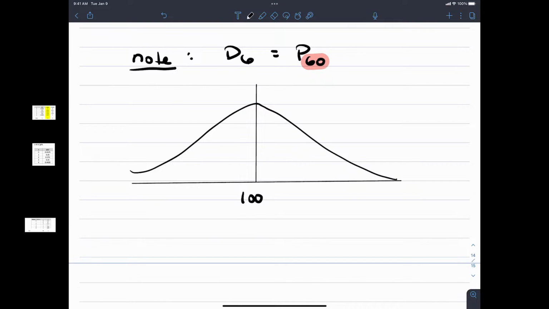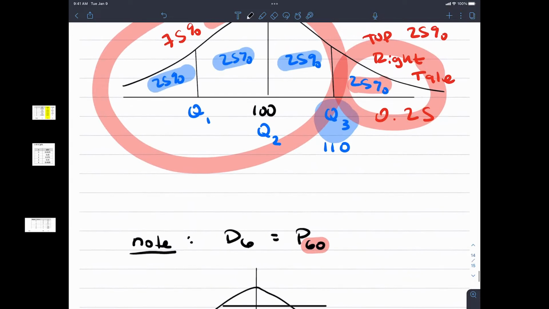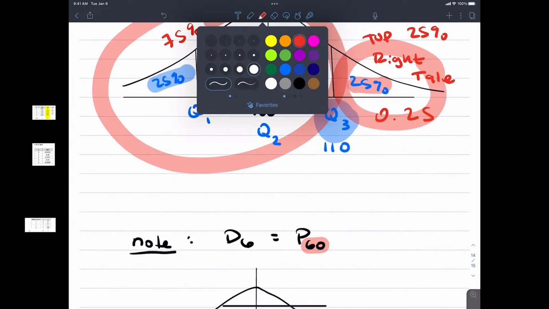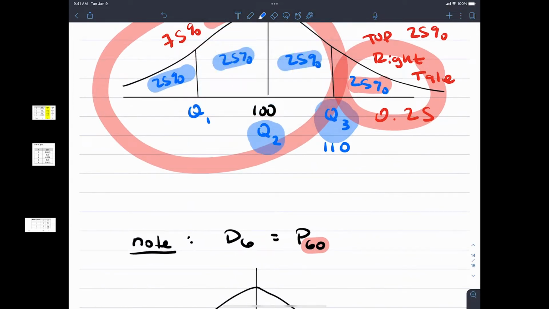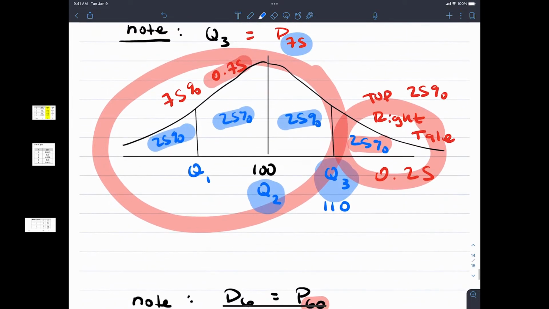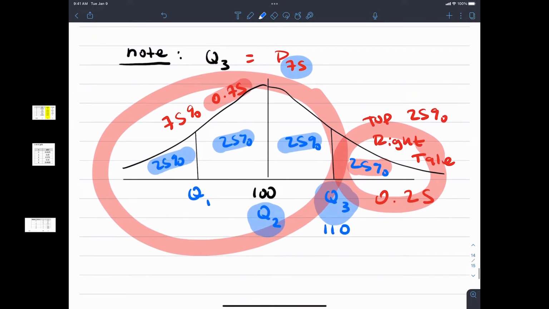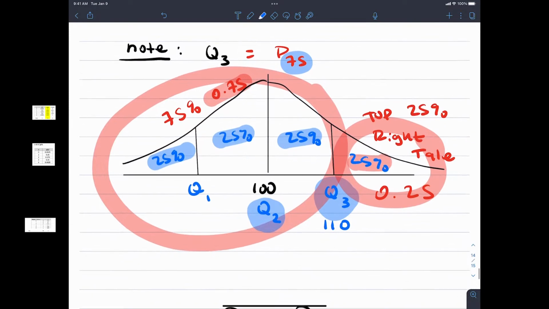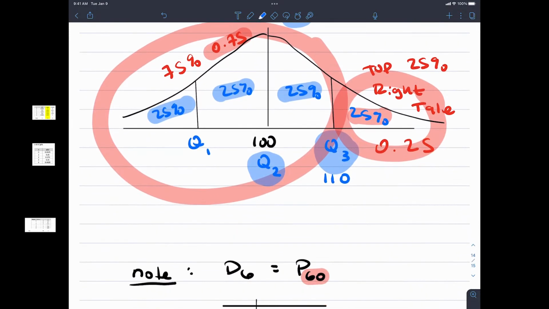So if you recall, what did we just say here? This is Q2, 100, in the middle, the mean of that bell, 100. Remember that? So what is Q2? Isn't that the 50th percentile by definition? Isn't that P50?